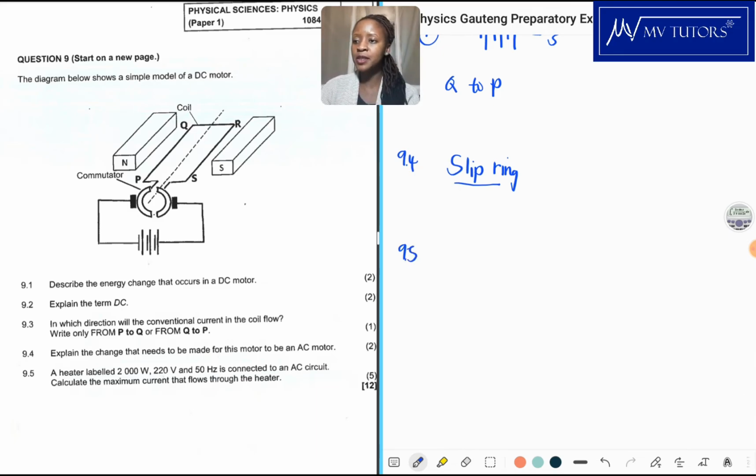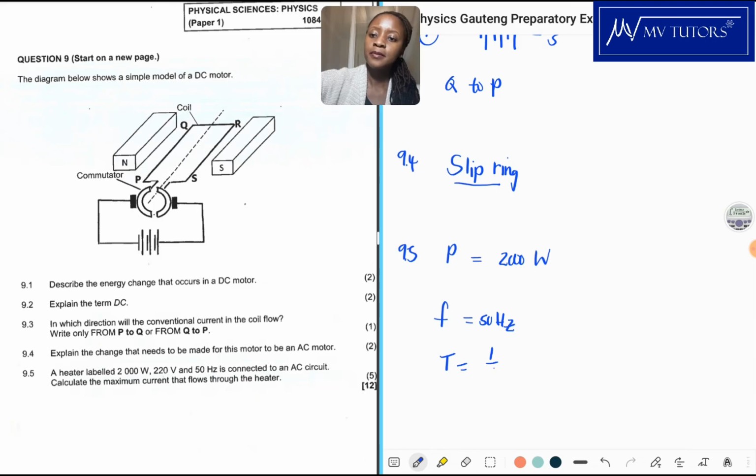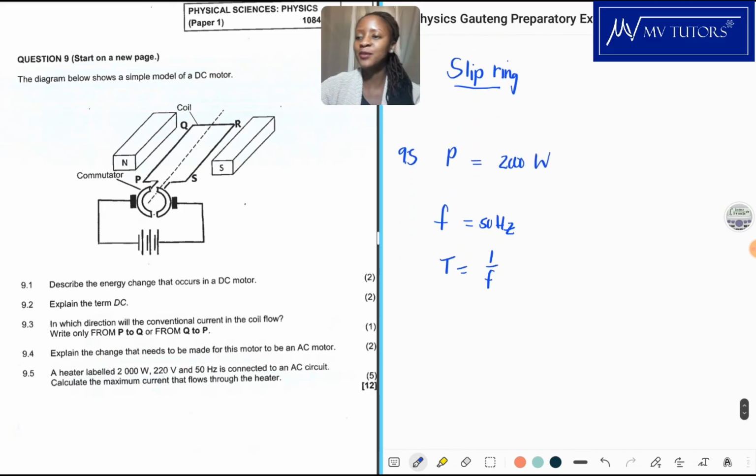And finally, a heater labeled 2000 watts. So we know it's some kind of power. And 50 hertz, so that's your frequency. With the frequency, you can always get your, I forgot what T stands for. It's connected to an AC circuit. So, period. Yes, it stands for period.